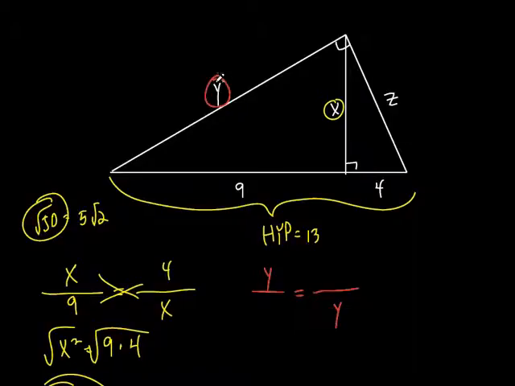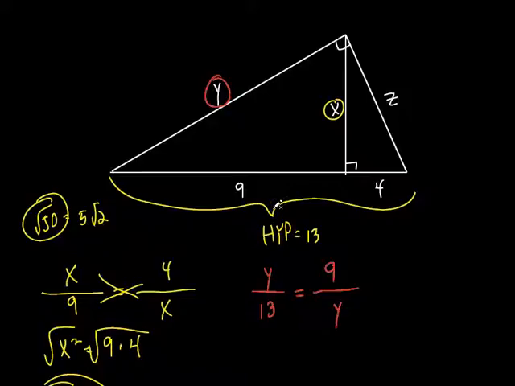All right, let's do this one. Y is a geometric mean between what and what? Well, it's between the whole hypotenuse and the segment of the hypotenuse that's adjacent to that side. So between the whole hypotenuse, which is 13, and the segment of the hypotenuse that's adjacent or next to or closest to that y. Which one of these is closest to y? 9 is. You see that?